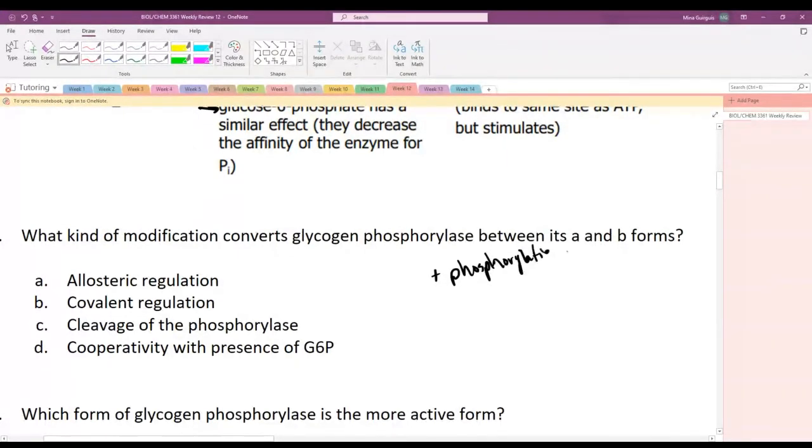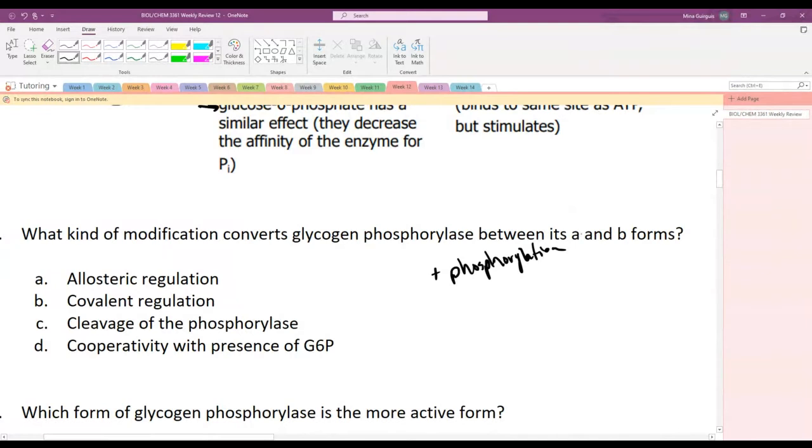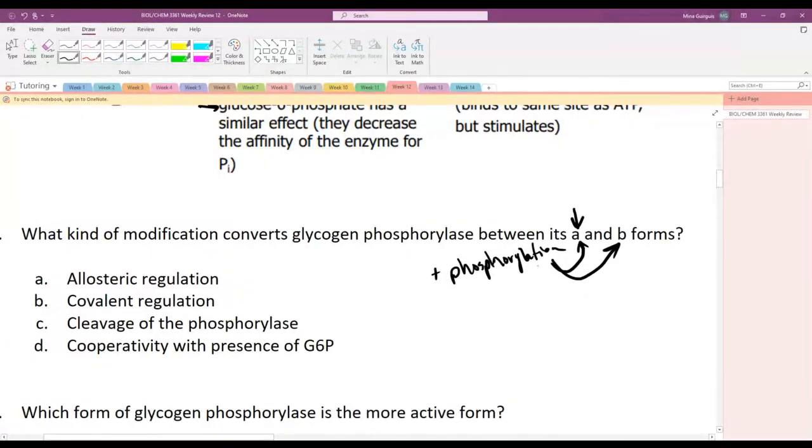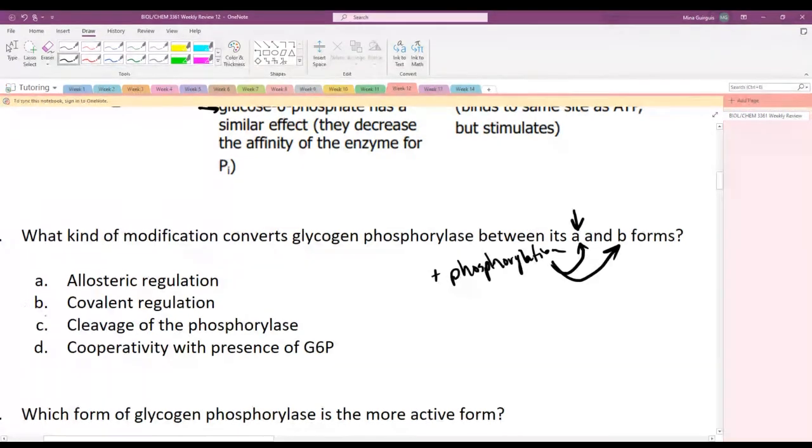Phosphorylation. Okay, so let's say the A form, and we're not going to talk about which form is which yet. If the A form is the active form, then we phosphorylate to get to the A form. Or maybe we phosphorylate to inactivate to the B form. But effectively, we're phosphorylating to convert between A and B, and therefore we're dealing with covalent regulation.